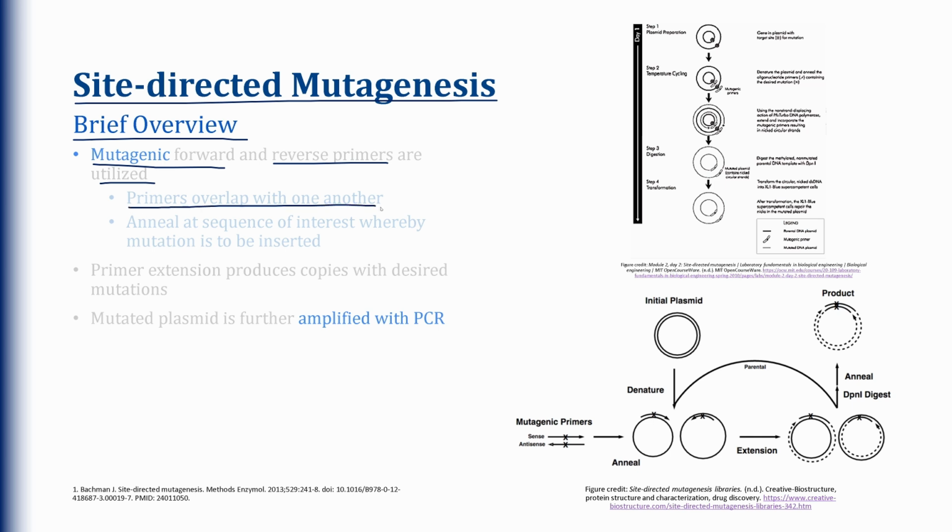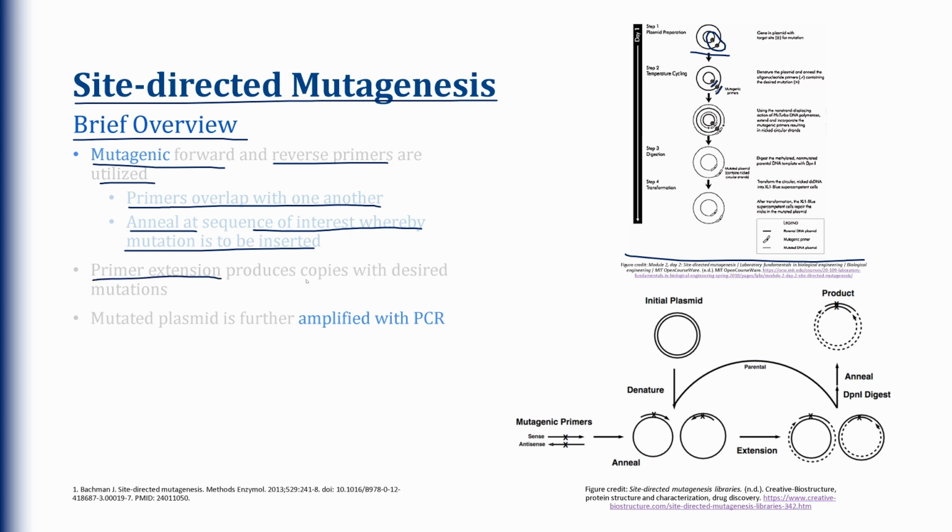The primers will completely overlap with one another, and they anneal at a sequence of interest whereby the mutation is to be inserted. So here to the right, you can see a figure. You can see that you start with a plasmid, and here is the region where you want to perform the mutation in the plasmid. You can see that forward and reverse primers are being utilized here, and they completely overlap with one another, and they completely sit on top of the region that ought to be mutated.